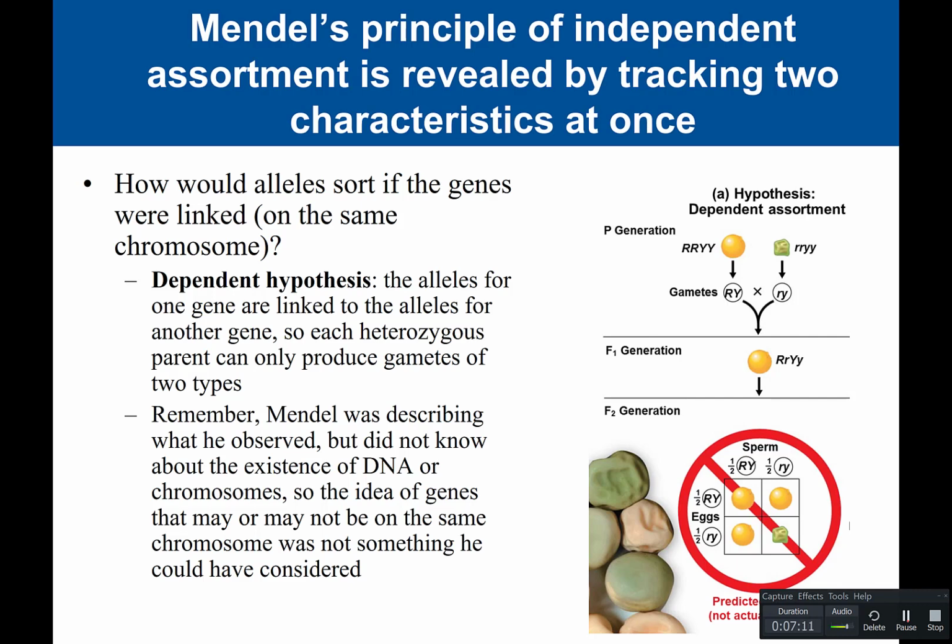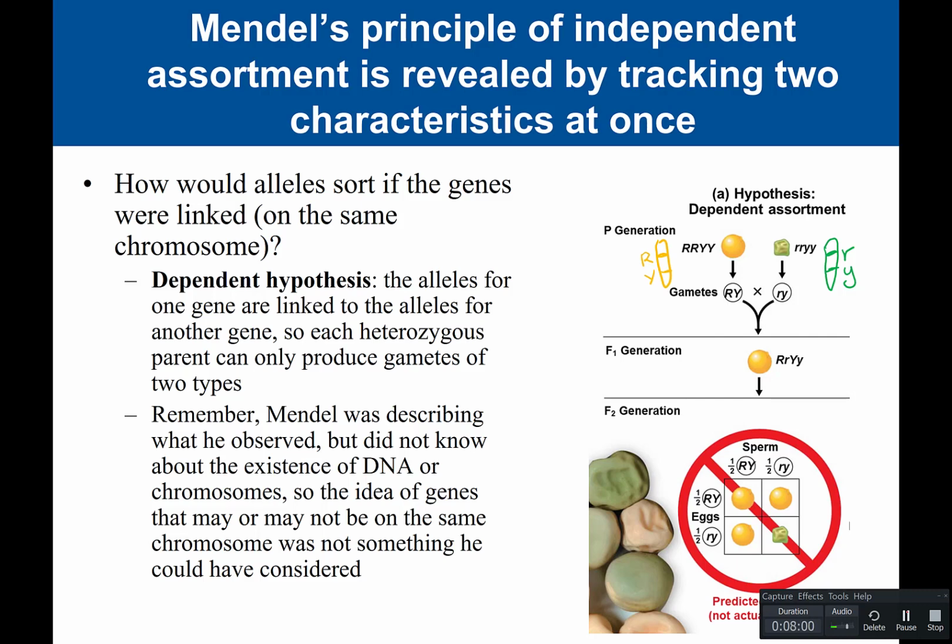So if we start with a plant that is big R, big R, big Y, big Y. The R is for round. The round seeds are dominant over wrinkled seeds, and yellow seeds are dominant over green. So in this case, big R, big R, big Y, big Y is crossed with little r, little r, which is a wrinkled seed, and little y, little y, which is a green seed. So the dependent hypothesis is basically saying that these genes are linked. What that means in actuality is that those two genes are on the same chromosome.